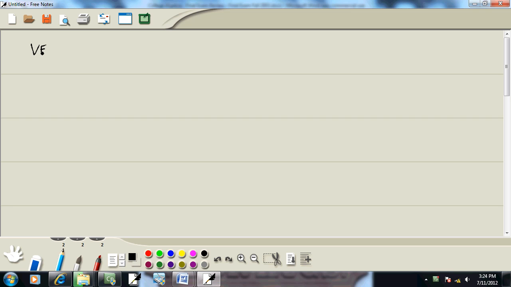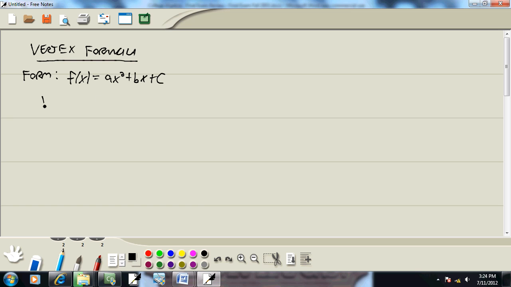Specifically, we're going to be using the vertex formula. At least part of the vertex formula. The vertex formula will give you your vertex, which is either the highest point or lowest point of a quadratic. Given that you have it in this form, where you have a function f of x is equal to ax squared plus bx plus c, then your vertex is given by negative b over 2a, f of negative b over 2a.